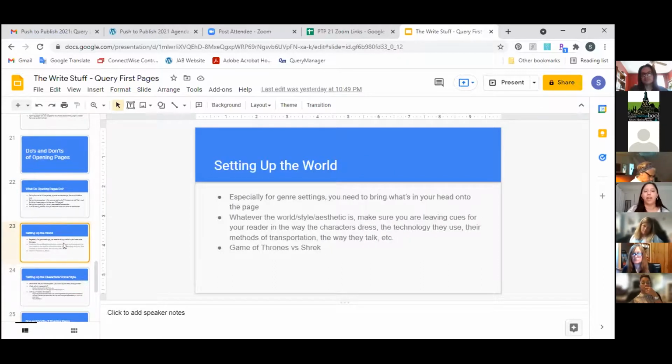To expand more on setting up the world, especially for genre settings like fantasy and science fiction, you are creating an entirely new world, and you have to take what's in your head and put it in the reader's head, whatever that may be. I mentioned medieval England versus 1800s London. You need to be giving clues for your reader: the way the characters dress, the technology they use, the method of transportation, the way they talk, and so on.